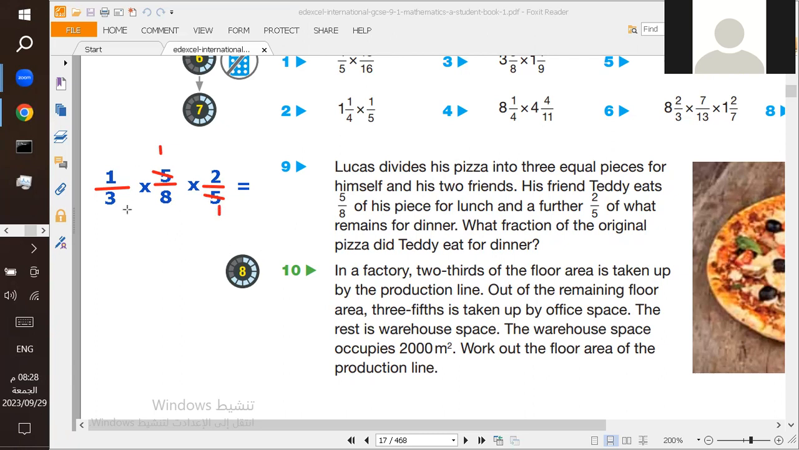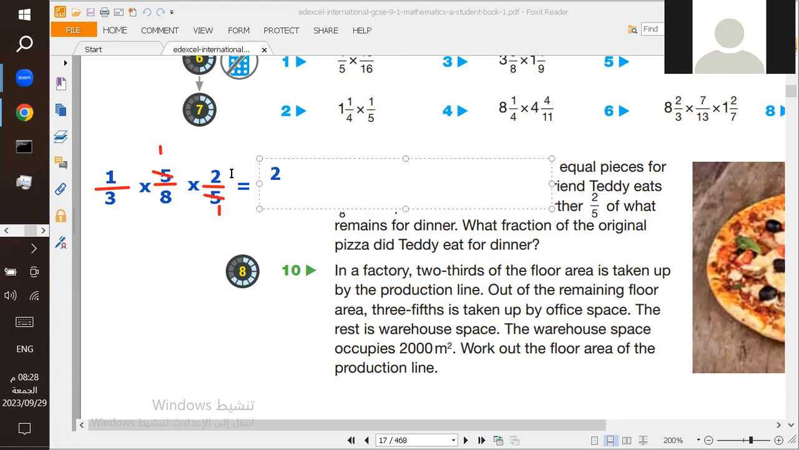Good. Now I can multiply. So I'm going to multiply 1 by 1 is going to be 1, by 2 is going to be 2. And at the end, I'm going to get a 2 here. And then 3 times 8 is going to be 24. So this one is 24. By 1 is 24. Okay.